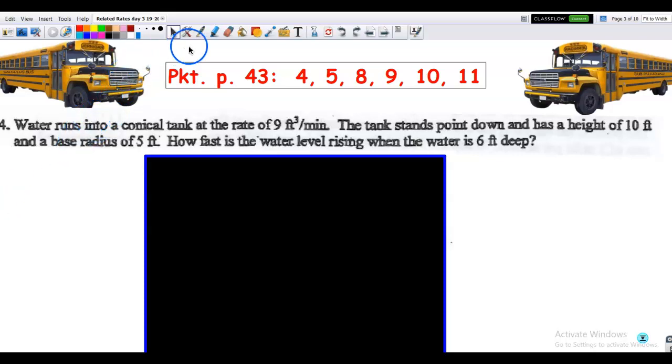This is another set of related rate problems that you've been assigned to do, and I want to support you in your learning and help you with the related rate problems. So I'm going to walk through these problems for you and with you, hopefully.